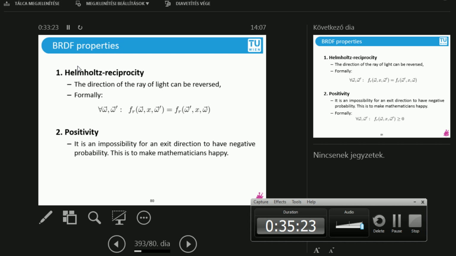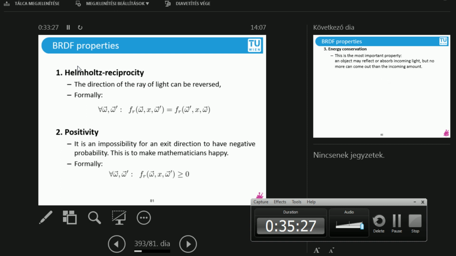That's often useful in physics. Positivity, this is self-explanatory. Well, it cannot be less than zero. A probability cannot be less than zero. For every outgoing direction, there is some positive probability or there's zero. That's it. Nothing else is really possible. So formally, this is how it looks, and it makes some mathematicians awfully happy.